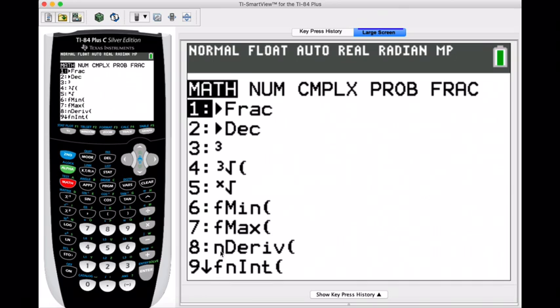Notice in 8, it says n derivative. This is a numerical derivative. This is saying it will take a derivative of a function at a point. This is the same thing as on the graph, the Calc 6 option. This is my Math 8 option.